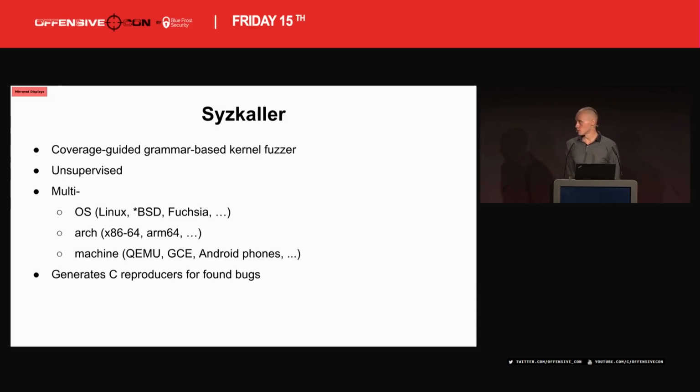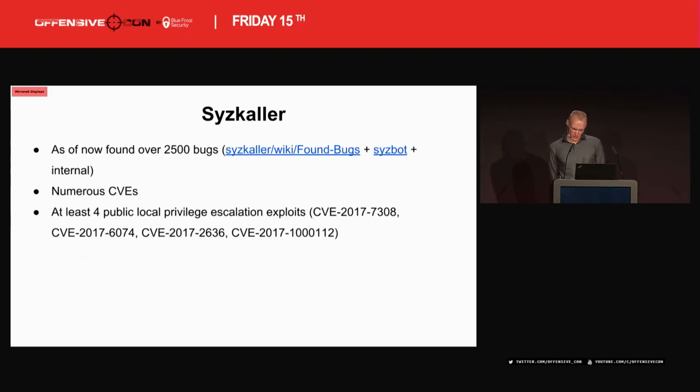One of the coolest things that Syzkaller does is that it can generate a C reproducer for a bug that it finds. It's quite useful. As of now, we have found a few thousand bugs. There are a bunch of CVEs.